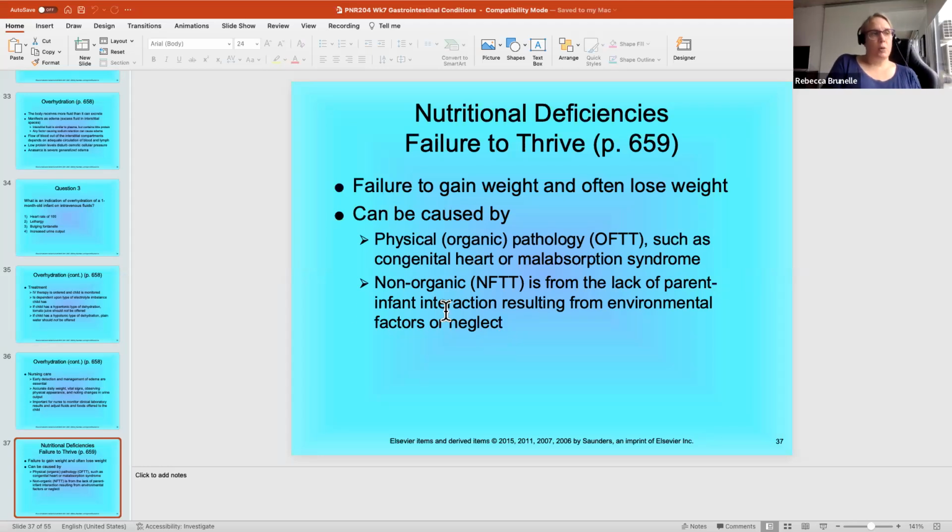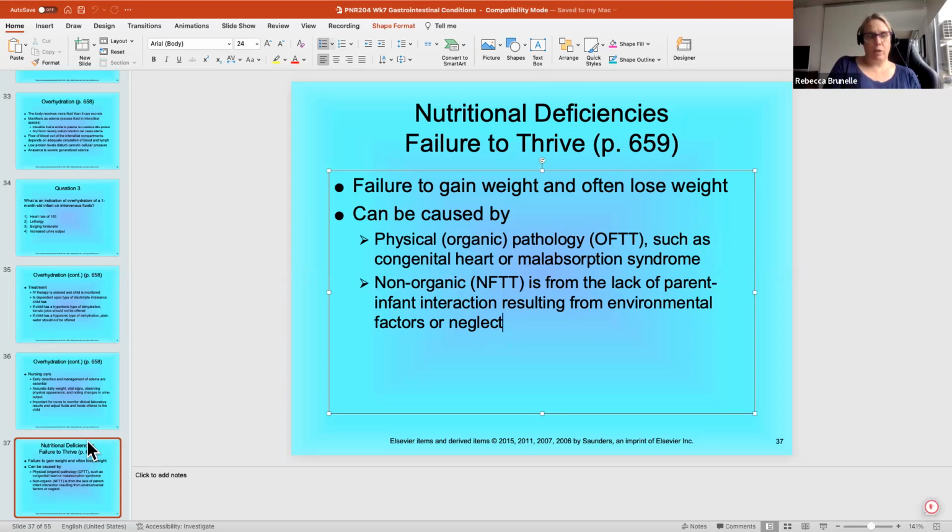Okay. One of the things that you will see as a pediatric nurse is failure to thrive. Failure to thrive is not gaining weight normally. There can be a physiological problem, maybe they have a problem with their GI tract, short bowel syndrome or something like that, or it can be because of abuse or neglect. So kids come in with failure to thrive.